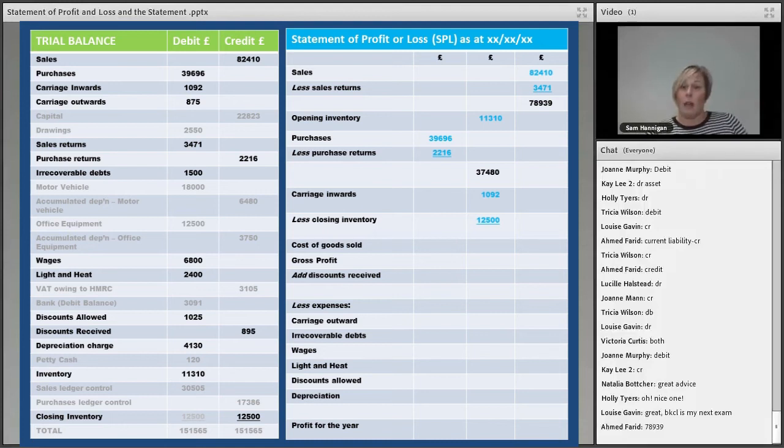Then your closing inventory. Like I've spoken to you about before, your closing inventory is the one that we're taking off. It's coming from your trial balance, and your closing inventory is what we're taking off. So that is the amount that we've got left over.